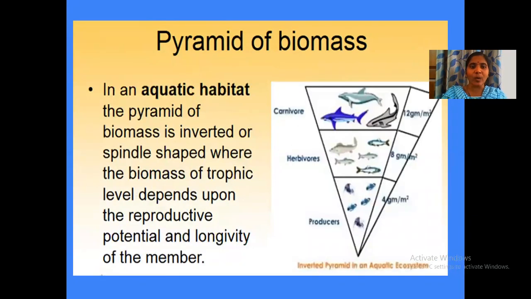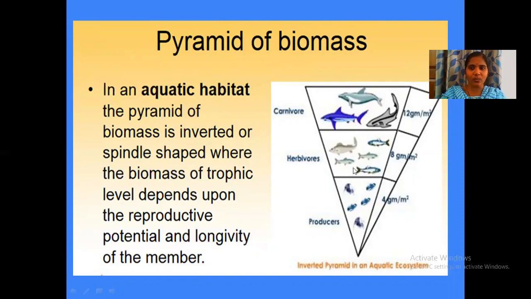Now take an aquatic habitat or aquatic ecosystem where the producers are phytoplanktons, which are very small in size, and their biomass is also very small. Phytoplanktons are consumed by zooplanktons, which are a bit larger in size than the phytoplanktons, and which are then consumed by the herbivores like small fishes. If we move on to the next level, there are sharks and various types of big fishes. They come under that category.